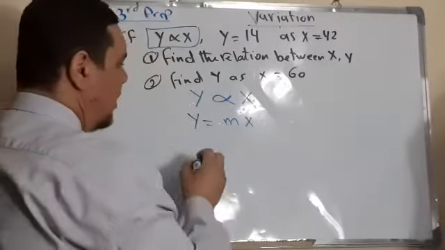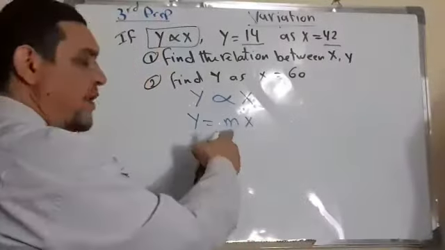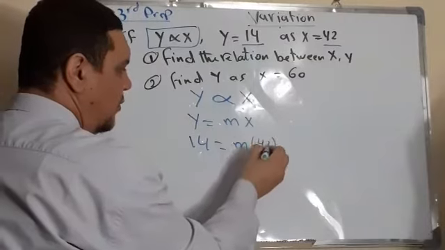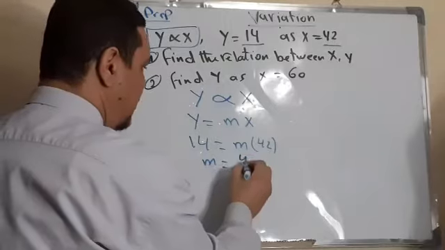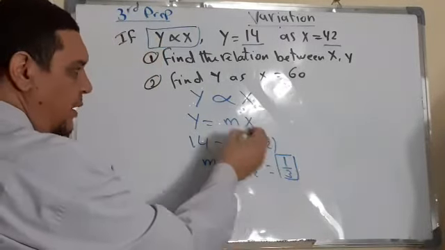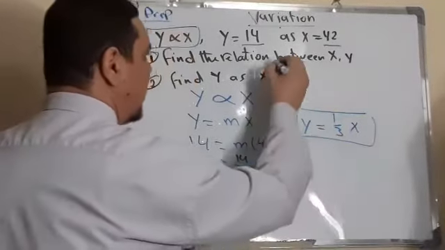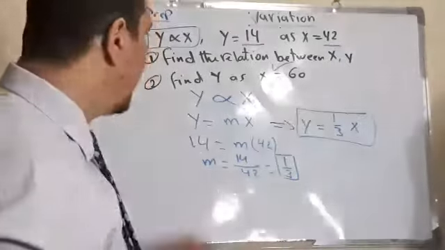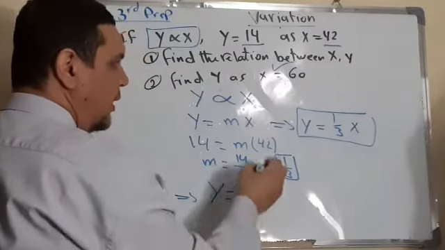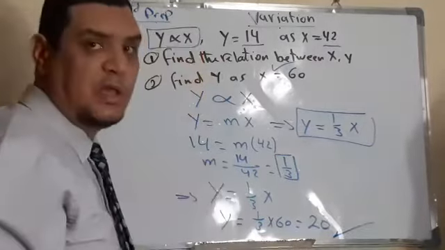M is a constant. Then we use the first two numbers, y equals 14 and x equals 42, to find the value of this constant m. Then 14 equals m multiplied by 42. Now we can find the value of m equals 14 divided by 42 equals 1 over 3. Okay? If we write this value of m in this relation, y equals 1 over 3 x. Now we found the relation between x and y, the first required. The second required, find y as x equals 60. In this relation, y equals 1 over 3 x, put x equals 60, then y equals 1 over 3 times 60 equals 20. Now we have finished the first example.